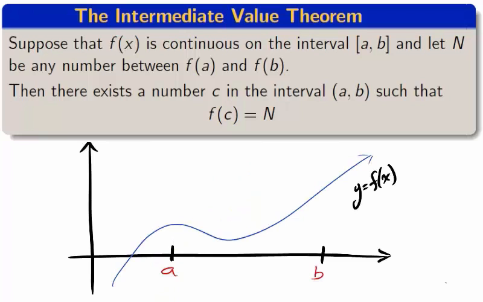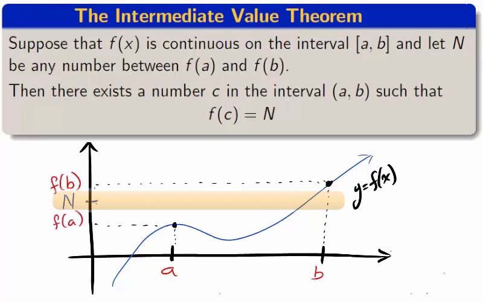Given the continuous function f on the interval [a, b], since continuity has a constant flow, if we take any y value n between f of a and f of b, we can expect to find an x value c between a and b, where f of c is equal to n.